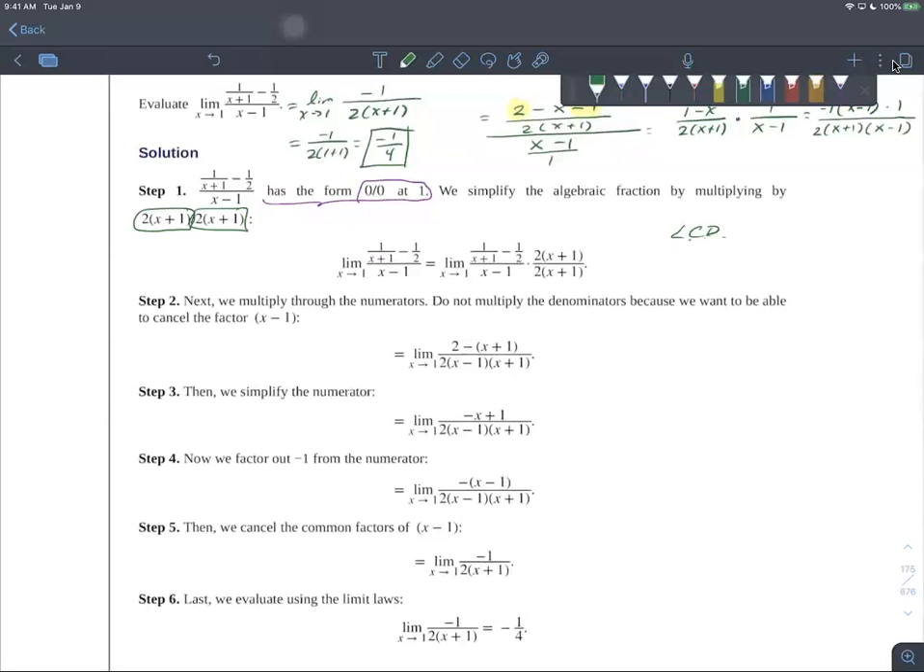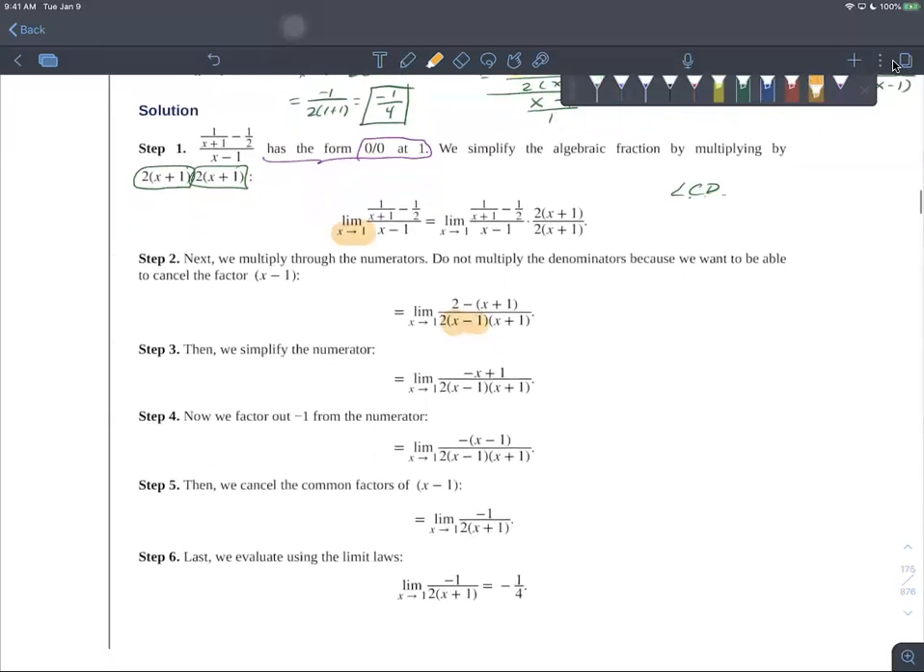Sure. You might know ahead of time that, because x is approaching 1, the x minus 1 is giving you a 0 in the denominator. So we don't really want to get rid of this x minus 1 by multiplying that denominator, and hopefully the x minus 1 cancels somehow.